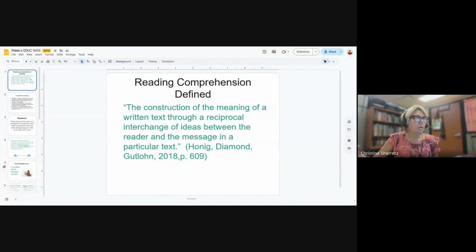So just to get you started here, thinking about comprehension. What is comprehension? Well, one definition is it's the construction of meaning of written text through a reciprocal exchange of ideas. And so there has to be interaction for comprehension to happen between the message, the student, the reader, the message in the text. That's why I like to do a lot of written responses, because that is the interaction or discussion to comprehend.